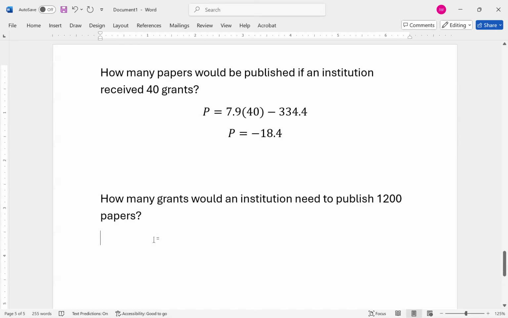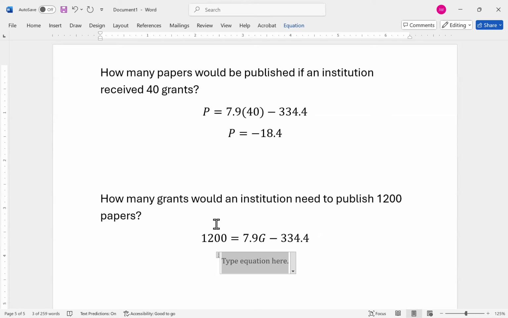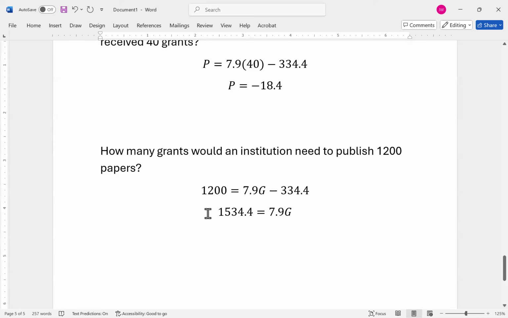How many grants would an institution need to publish 1,200 papers? Well, we take 1,200 is equal to 7.9 times G minus 334.4. I'd add 334.4 to both sides. That would give me on the left-hand side 1,534.4. On the right-hand side, I'd get 7.9 times G. And then we divide both sides by 7.9. When dividing by 7.9, we get about 194.23 is equal to G.